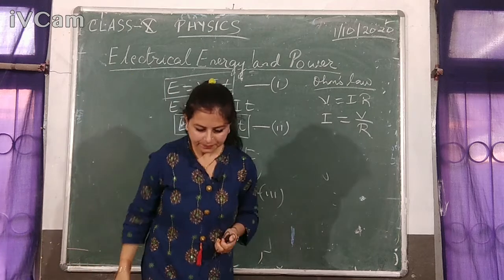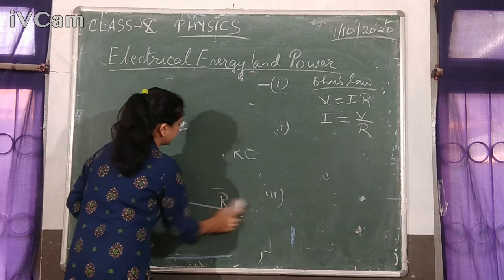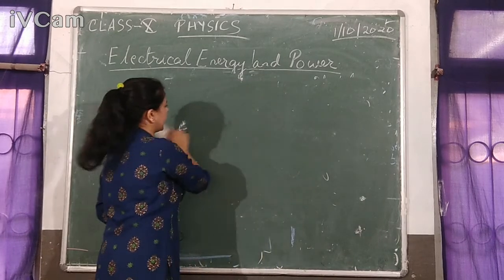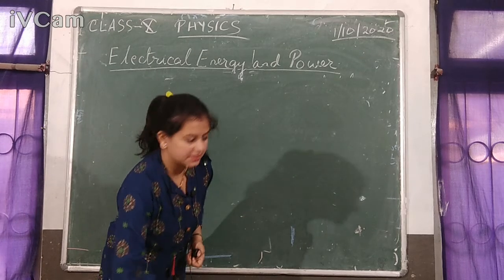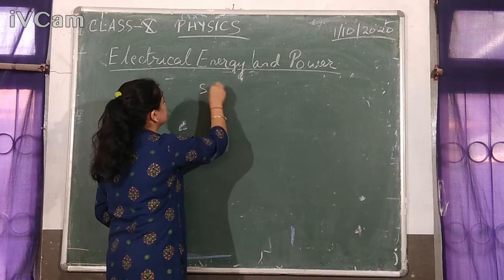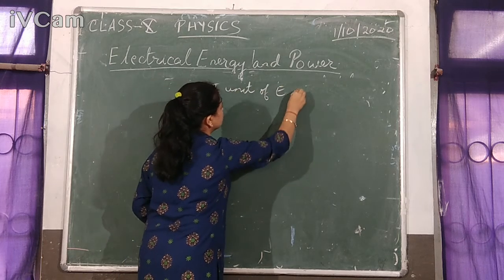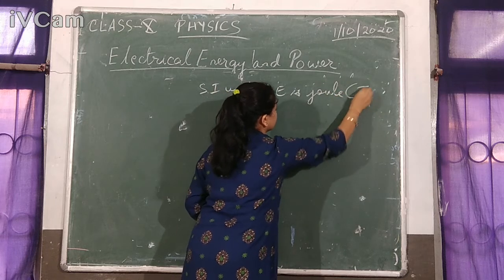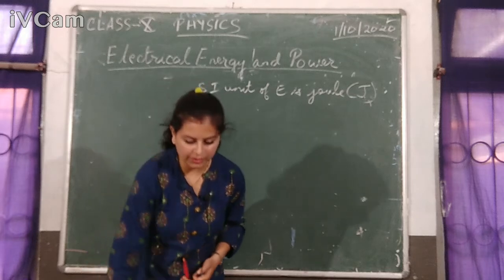All right? Now, coming to the SI unit of electrical energy. The SI unit of electrical energy is the same as it is used for the other forms of energy. SI unit of electrical energy is joule. Like you measure other forms of energy in joule, you measure electrical energy also in joule.